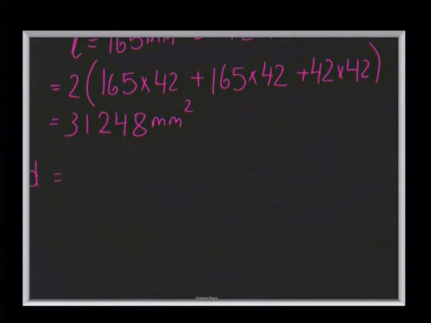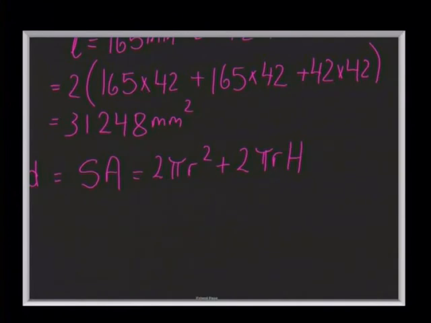My cylindrical container, in this case my formula, again I'm looking for my surface area. So my surface area for a cylinder is 2 pi r squared, that's my 2 circles, plus the perimeter times the height of the shape.